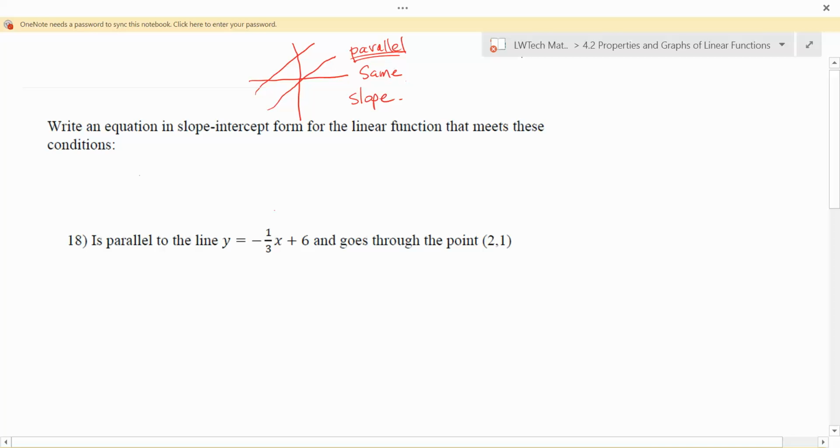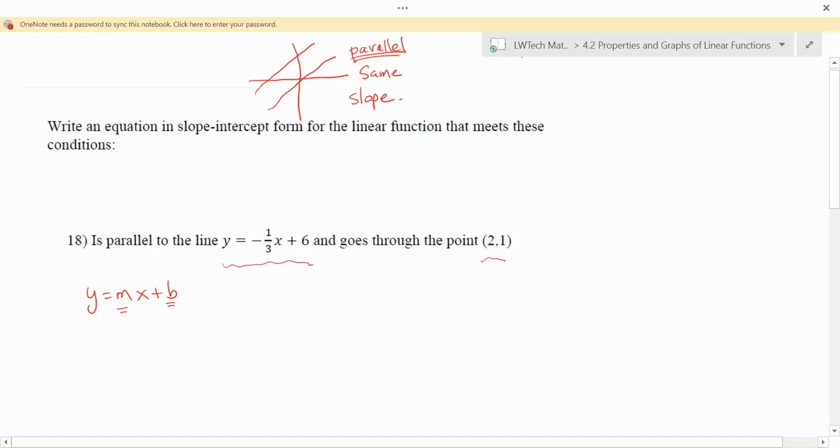So if we look at a problem here like problem 18, it asks us to write an equation in slope-intercept form for a linear function which is parallel to the line y equals 1/3 x plus 6, but goes through a different point. If we want to identify the equation of a line in y equals mx plus b form, which is our slope-intercept form, notice that we need to identify the slope and the y-intercept. We are not given either of these pieces of information. We don't have 2 points, so we can't calculate the slope that way.